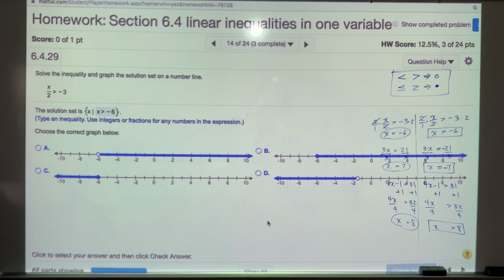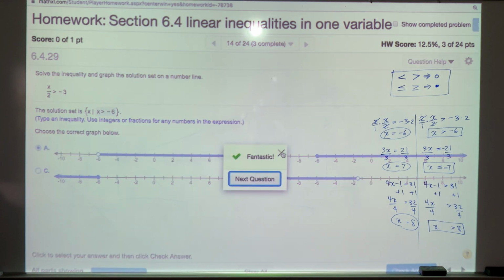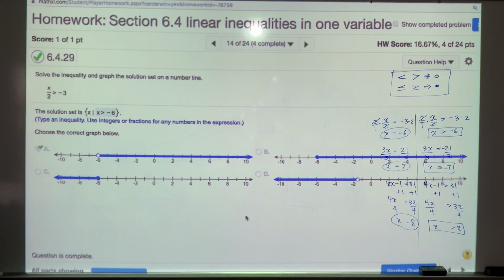Now, at this point, I'm not going to continue justifying these answers. X is greater than negative 6, that would be A for me. I think that you guys pretty much understand how to graph at this point, and you're probably getting a lot better at these inequality solutions. Questions at all?